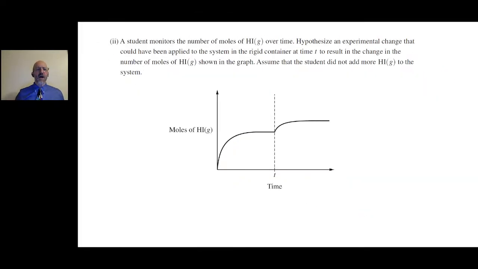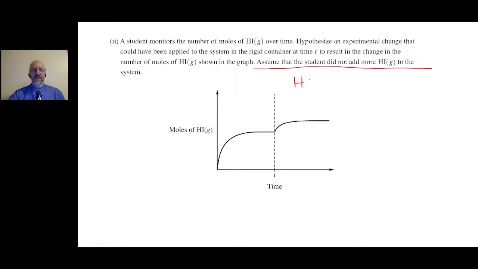A student monitors the number of moles of HI over time. So that's the y-axis. And then at some point in time, hypothesize an experimental change that could have been applied to the system. Now, it looks like HI increased, but it says, assume that the student did not add more HI. So read the question carefully. If they say assume that the student did not, then you can't say, I think the student added more HI. Clearly, no.